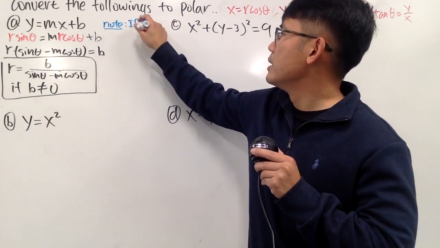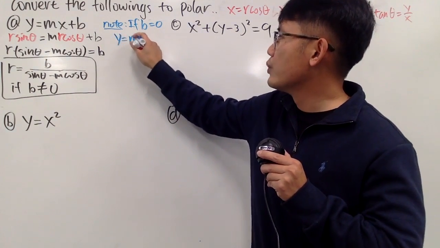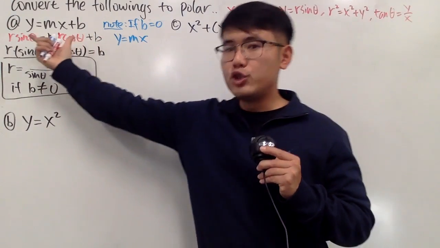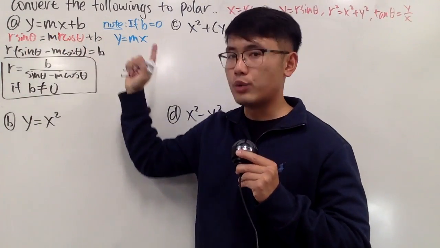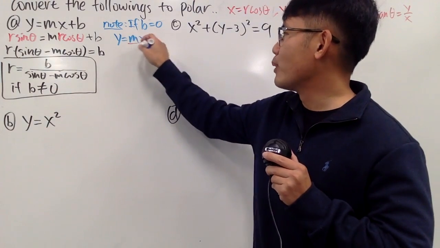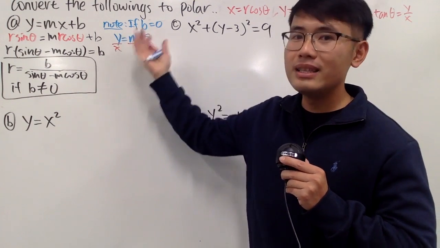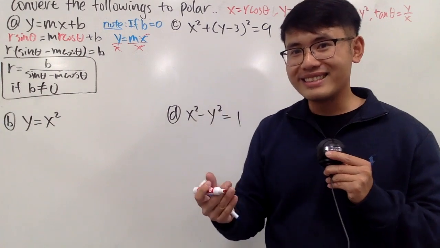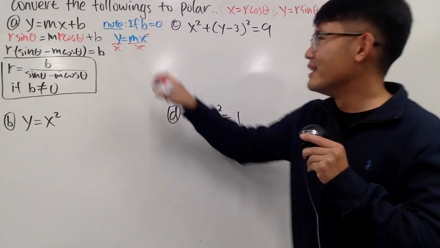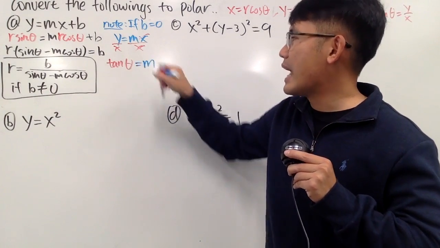Note, if b is equal to 0, then we are looking at the equation y is equal to m times x plus 0. You can do what we just did, and you end up with 0 on the right-hand side, but there's a better way to do it. We can just divide both sides by x. So you can cancel this out, because now you see the left-hand side is just y over x. And that's very nice, because that's just equal to tangent theta. So we can just write this down as tangent theta equals m.